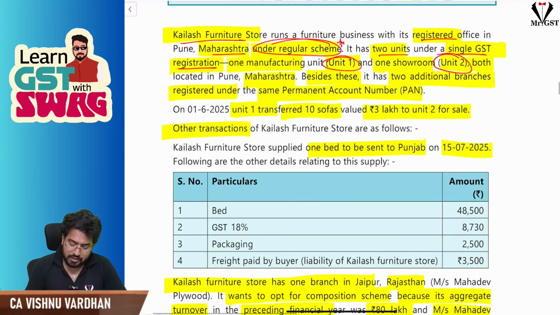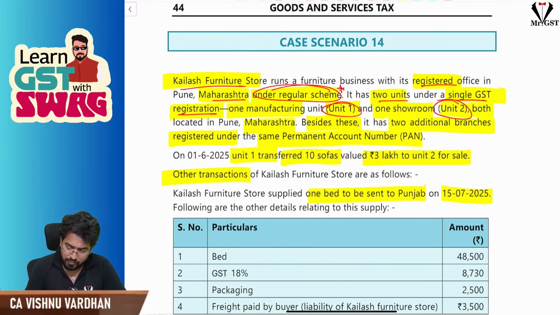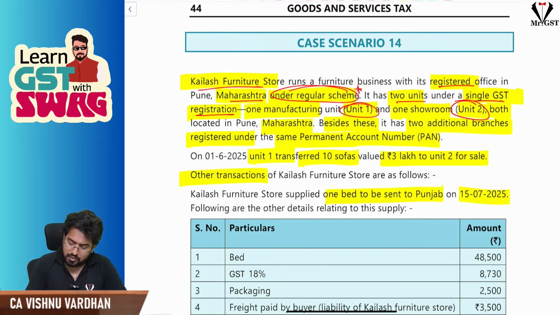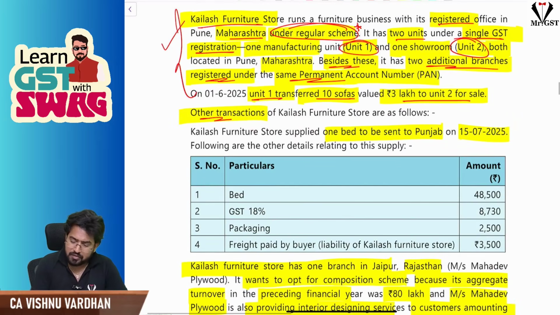Okay. Next. Besides this, they have two additional branches registered under the same PAN. Okay, fine. Unit 1 transferred 10 sofas. Regarding that, we have already answered the question. Okay, not a problem. Other transactions.